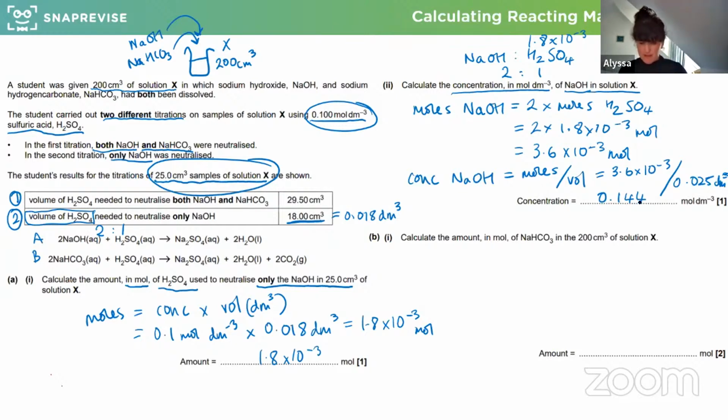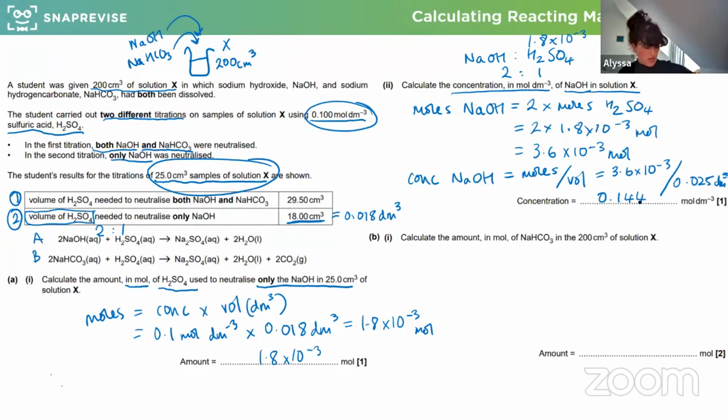It's hard, that. It's very hard. Again, take a second just to think it through. Check that you're happy why we used each of these values, why we doubled it, why we used the 25 centimeters cubed or 0.025 decimeters cubed, and just check that you're happy with each of those. So we should end up with our moles being 3.6 times 10 to the minus 3 moles divided by 0.025 decimeters cubed. So just double check that we're happy with that.